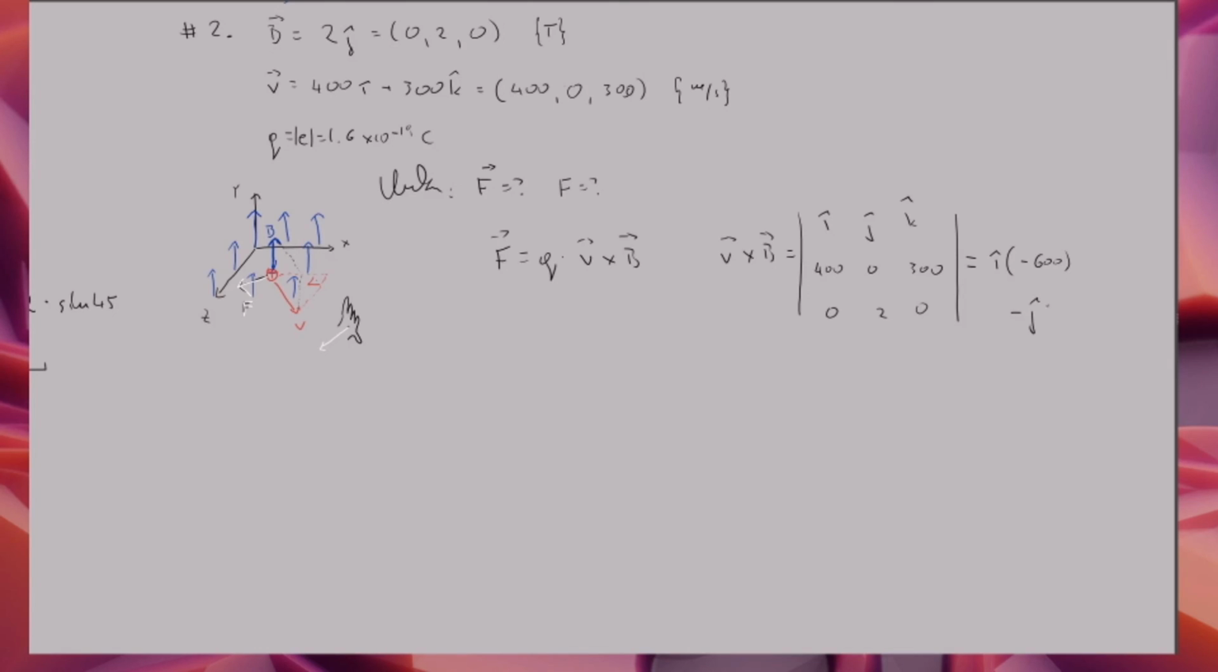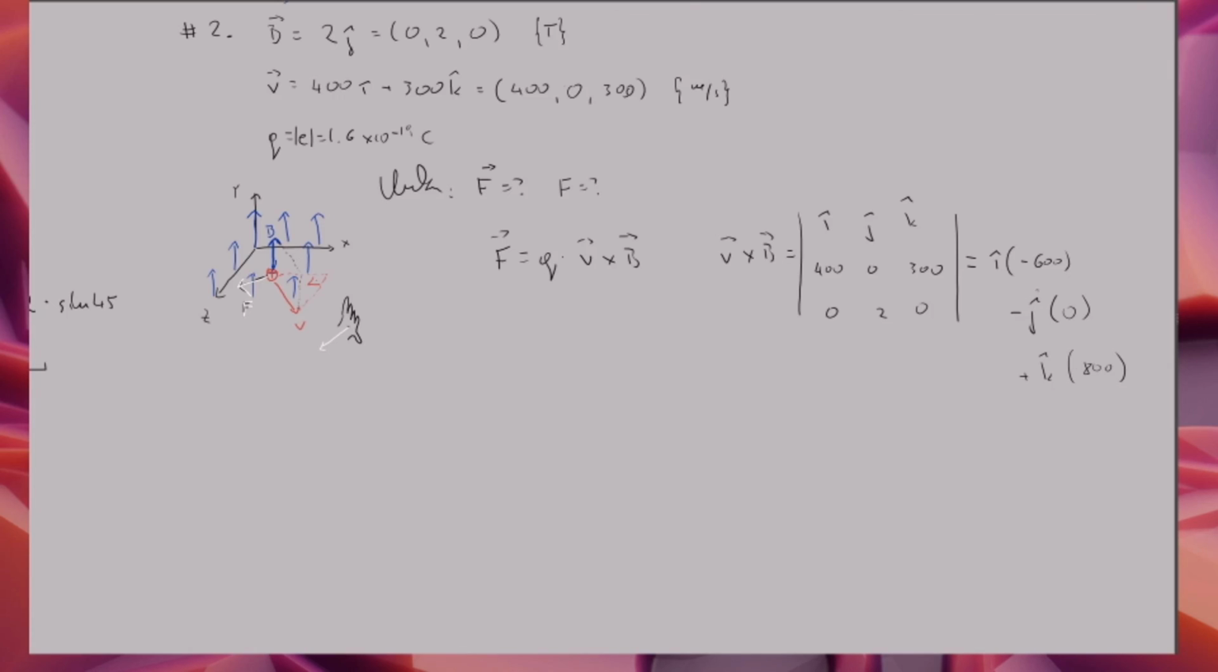Minus j hat. And now for the j hat, I'm going to get 0. Let's make sure that that's the case. Yeah, I just get 0. And then plus k hat. So for the k hat, I'm going to get 800. All right, so this is my cross product.